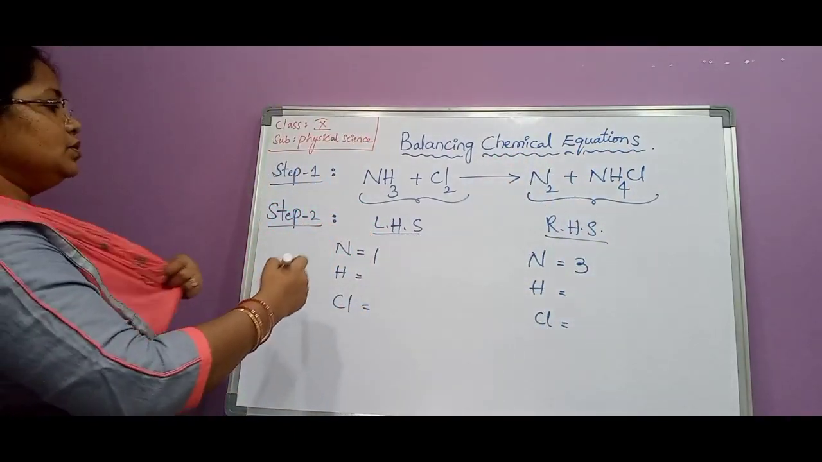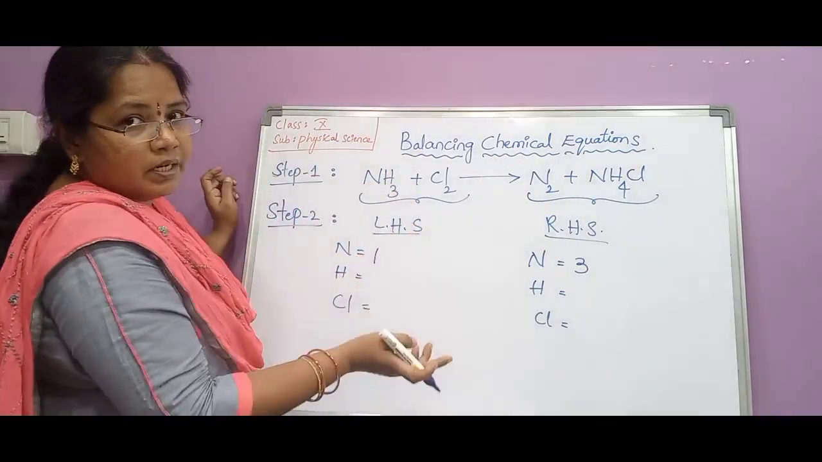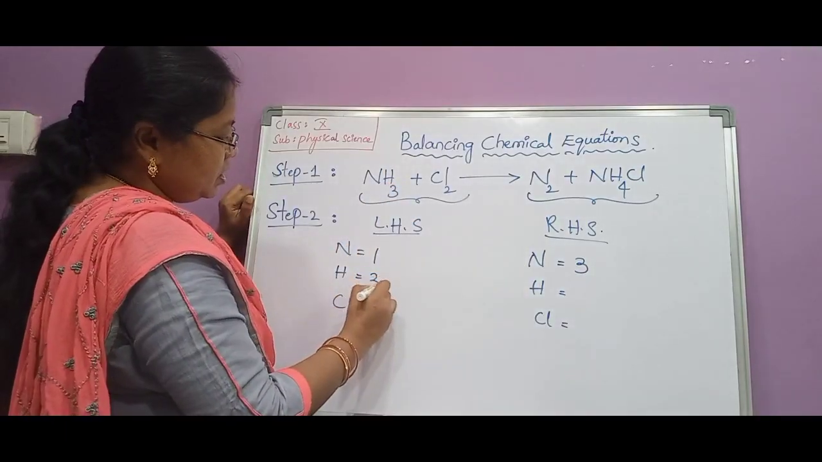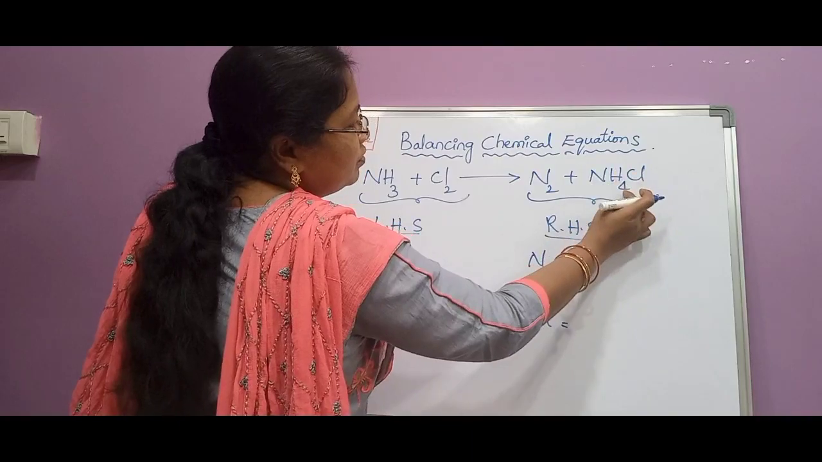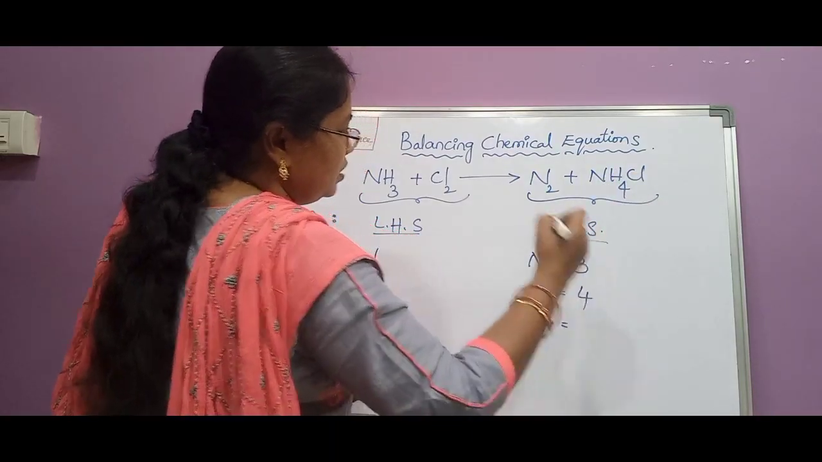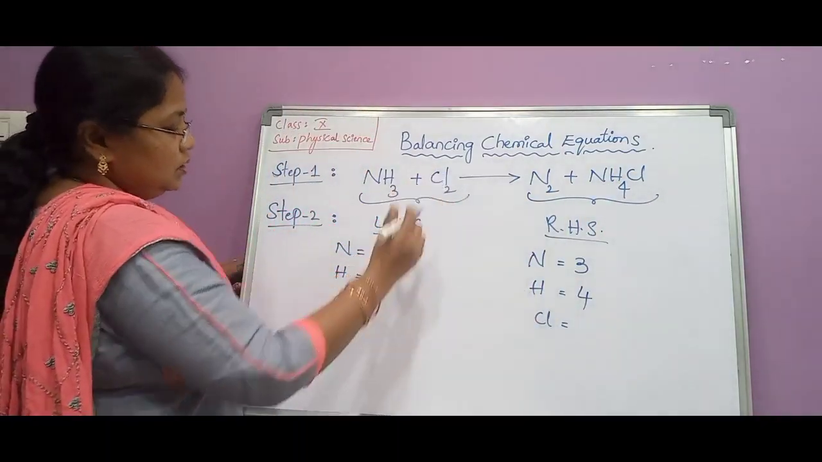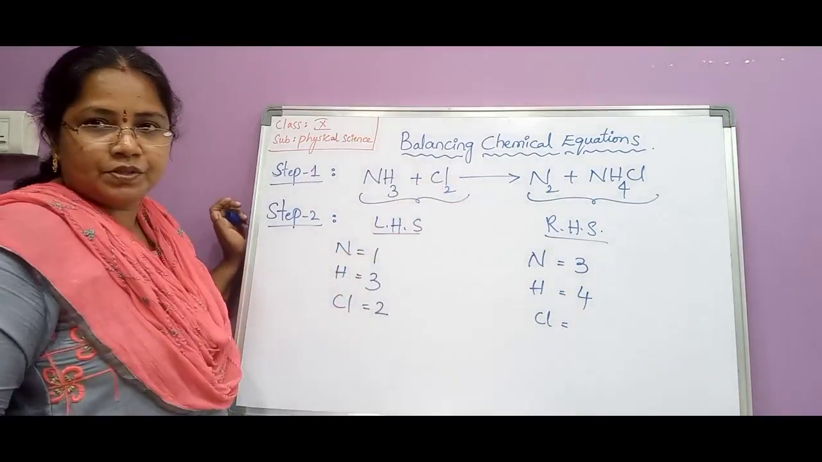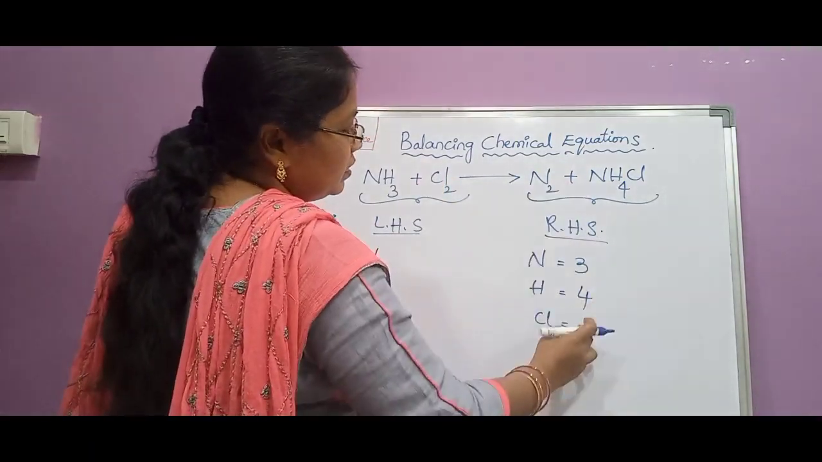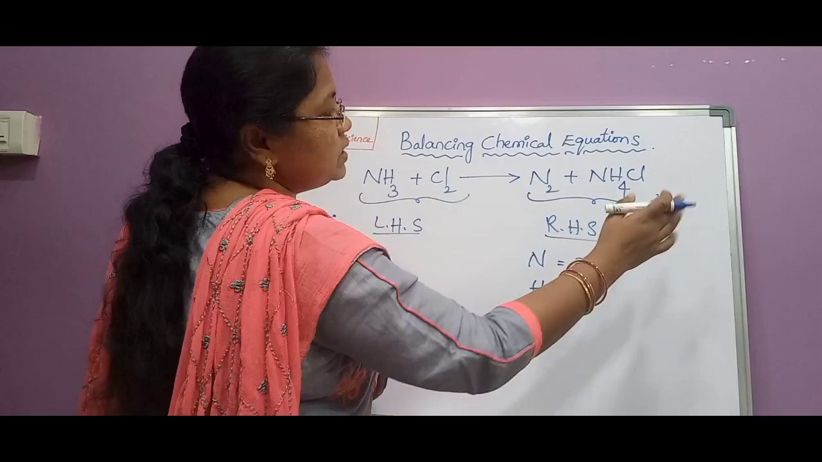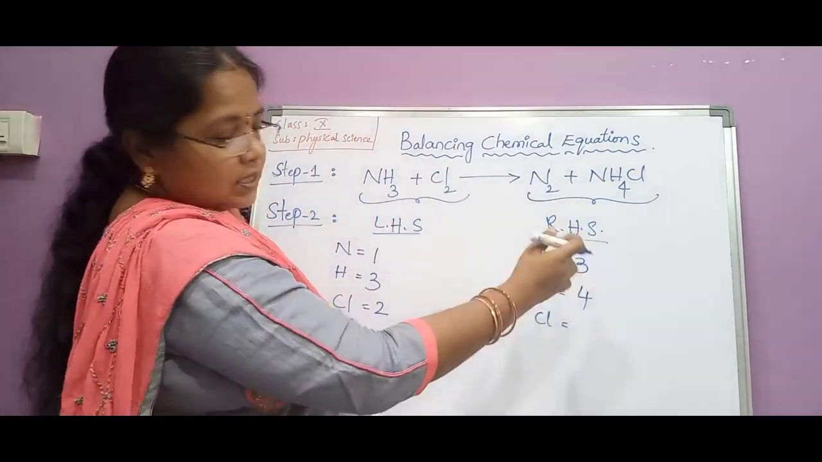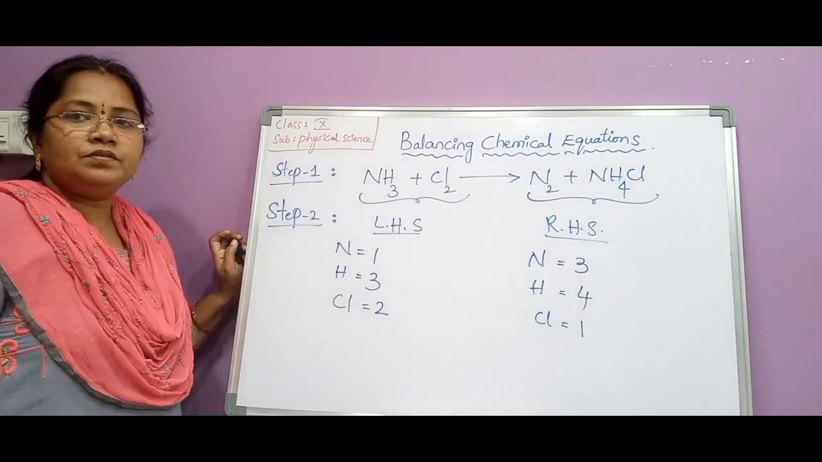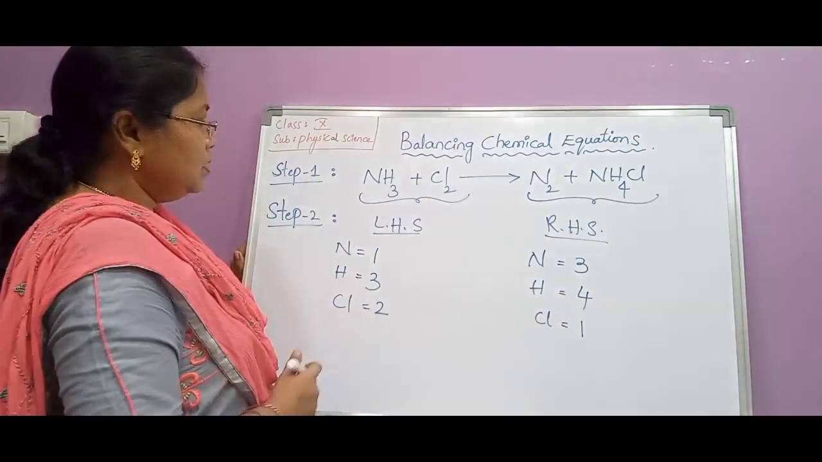Okay, coming to hydrogens. LHS has H3. It is clearly visible that a subscript 3 is there for hydrogen, so hydrogen atoms are 3. And RHS has NH4Cl, where H4 is the subscript, so it is 4. And chlorines: there are 2 chlorine atoms as subscript, which clearly shows 2 chlorine atoms. And in this formula there are no chlorines at all. In this formula 1 chlorine atom, since it has no subscript, it is considered as 1 chlorine atom. Like this we have to compare and write the number of atoms.